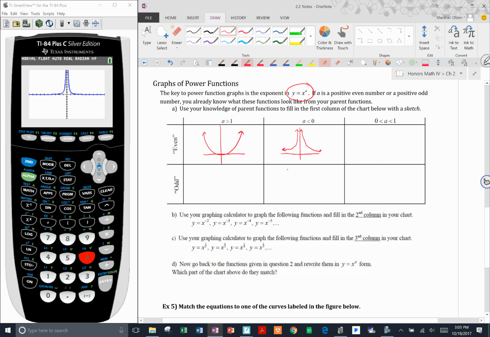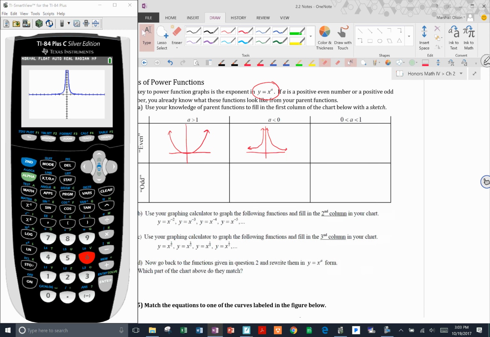If a is between 0 and 1, well, that would be something like 1/2. So we can put some of these as examples. x to the 1/2, x to the negative second. This was x squared that we used kind of as an example there. If it were x to the 1/2, that's a square root function. We get something like that.